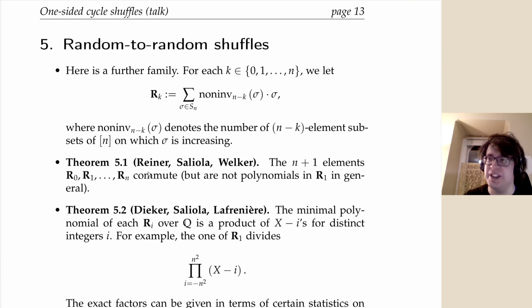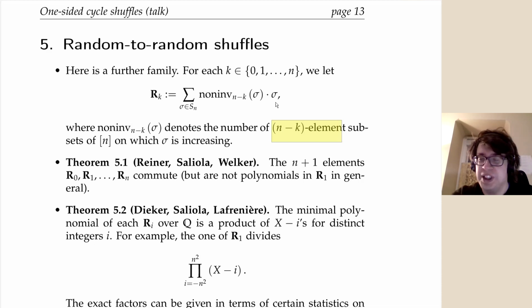There is a much more complicated variation of these shuffles, which is the so-called random to random shuffles. In terms of card shuffling, they're very simple. You take a random card and you move it to a random place. Algebraically, it is the sum of all permutations sigma multiplied by the number of so-called non-inversions of length n - k. So the number of (n - k)-element subsets on which the permutation is increasing. So if n - k is 2, these are 2-element subsets, the pairs of numbers which are not inversions of sigma. That's the name.